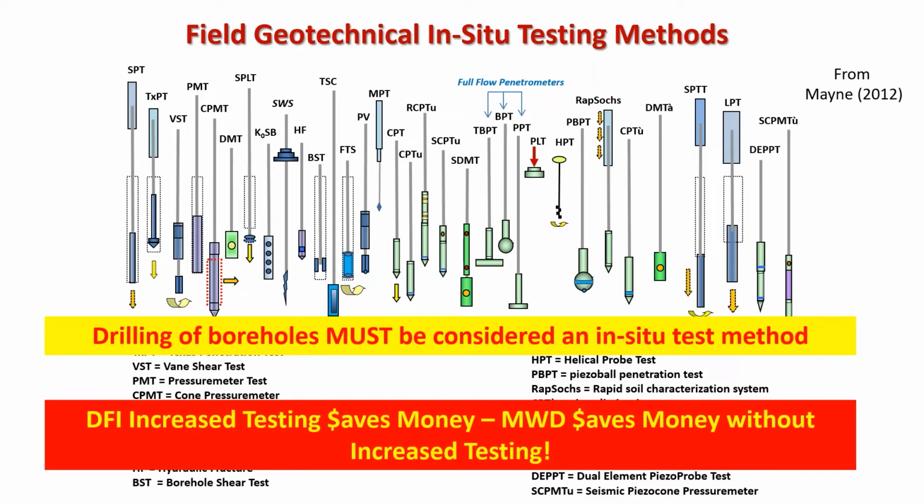DFI says increased testing saves money, so MWD will save money without increased testing actually, because most of the things you do involve drilling boreholes. And if you can get that information from the drilling process, then you're getting some testing at no additional cost.